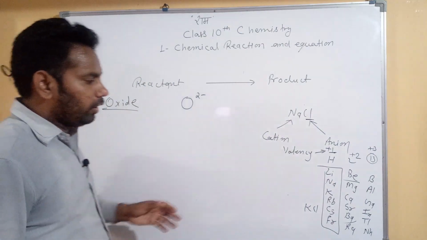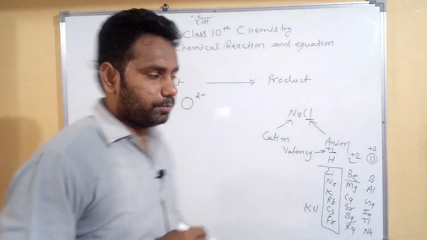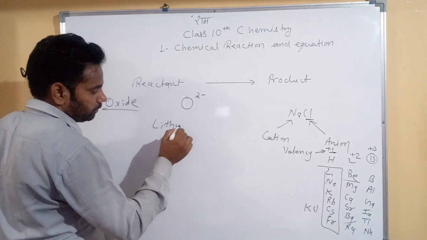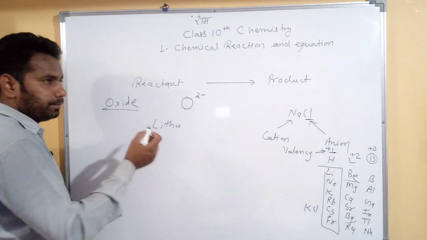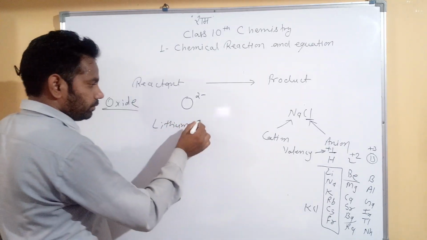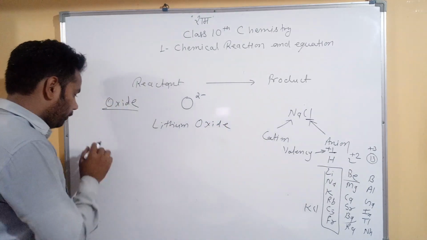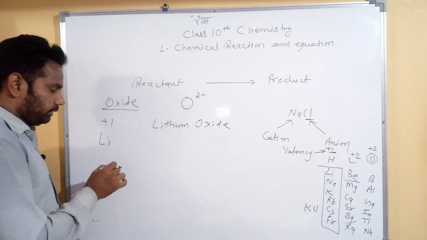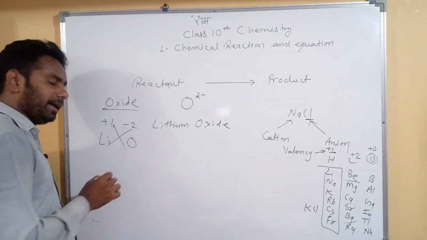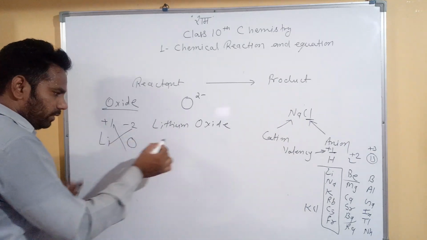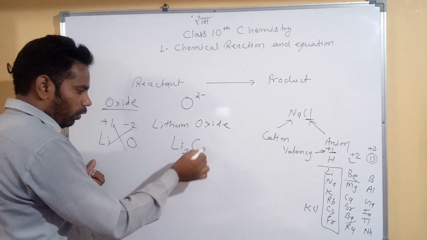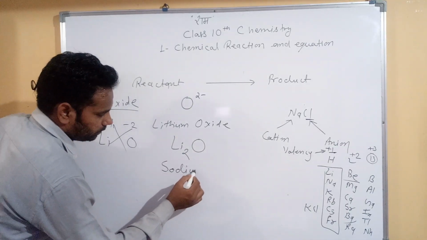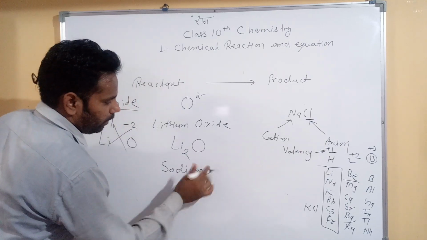Again I want to prepare lithium oxide. What is the formula of lithium oxide? Li's valence is +1 and oxygen is -2. Cross multiply to each other. The formula is Li2O. Again, you prepare sodium oxide.